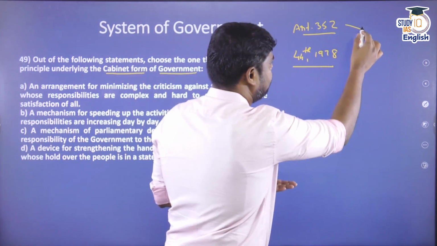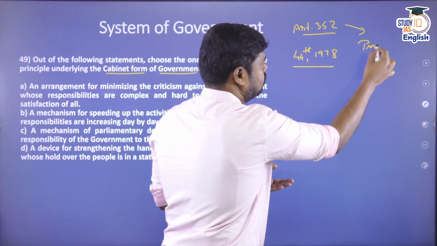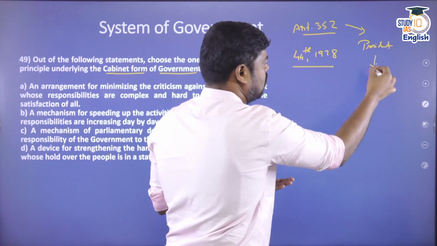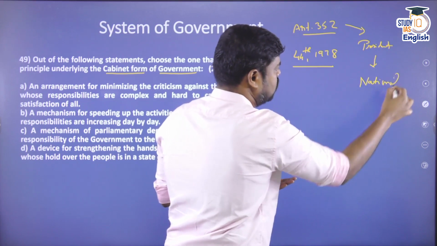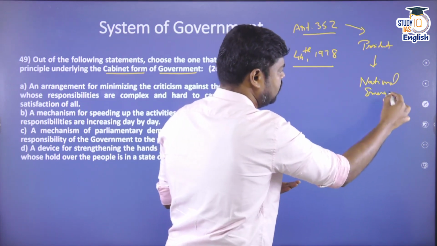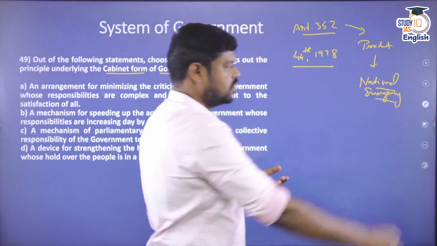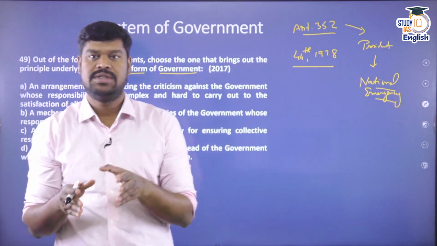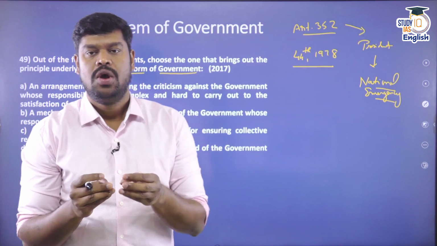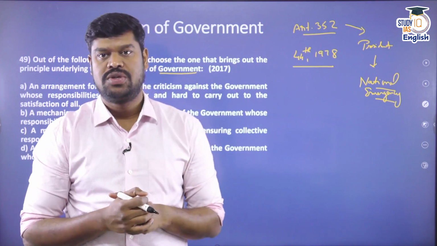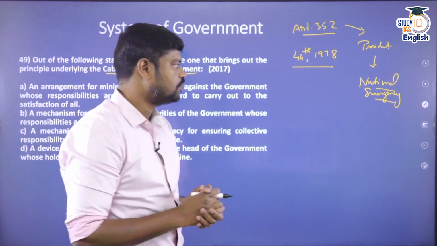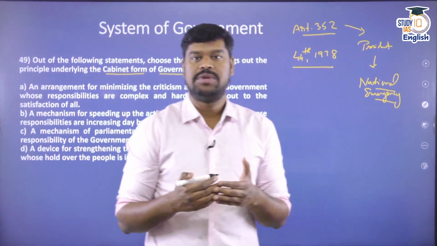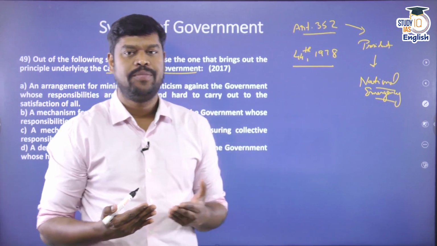Article 352 gives a power to the President to impose or to proclaim the national emergency. So, this is the power of the President. But in the original Constitution, it says that the President can proclaim national emergency only on the aid and advice of the Council of Ministers. If the Council of Ministers do not advise, then the President cannot do that. However, there is no explicit mention as to how this advice is to be given.